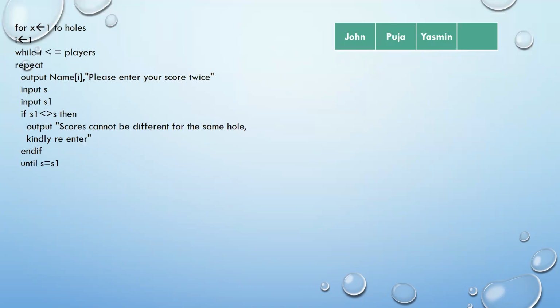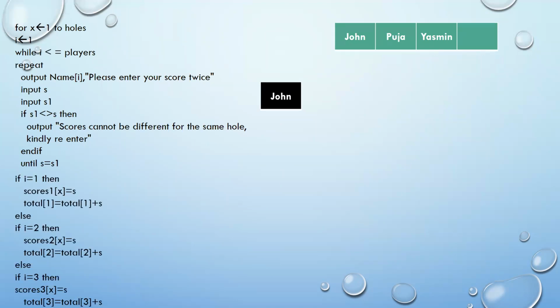Moving ahead, if you look at the output, the first time a name of John will get displayed on the screen. And now the second part of the pseudocode, assume that say I enter the score for John as 3.